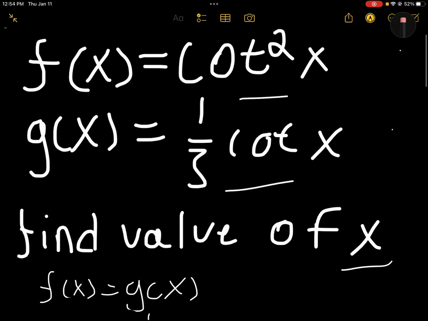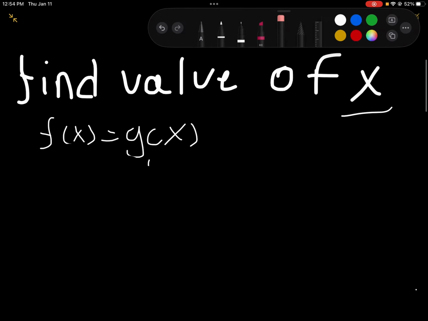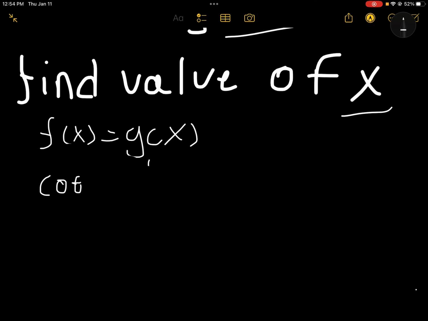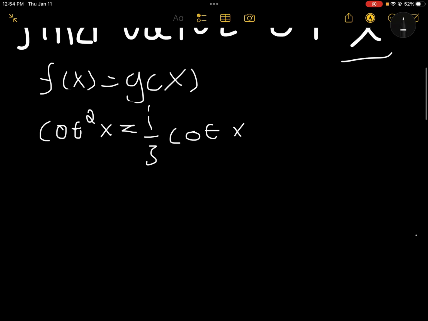We're given f of x and g of x. We're finding x when they equal each other. So write them down. So let's substitute it in. Right? These two.